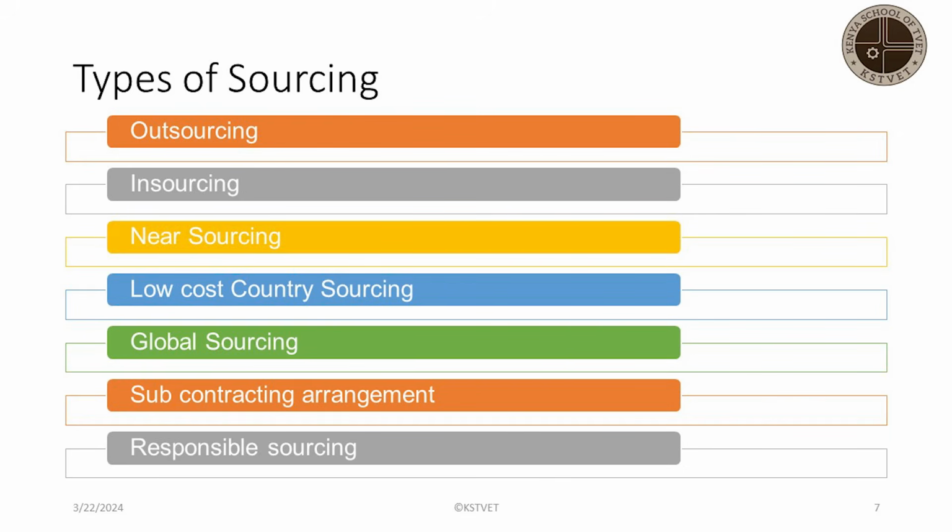So to be able to source for these training resources, you need to design a sourcing plan. What are some of the considerations to be followed when designing this sourcing plan?